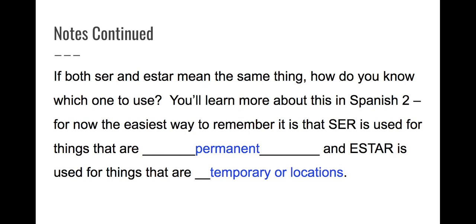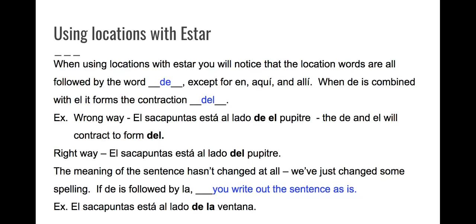If both ser and estar mean the same thing, then how do we know which one to use? You'll learn more about this in Spanish too, but for now, the easiest way to remember it is that ser is used for things that are permanent and estar is used for things that are temporary or locations. And we are going to be using it with locations this chapter. So when using locations with estar, you will notice that the location words are all followed by the word de, except for the words en, aquí, and allí.